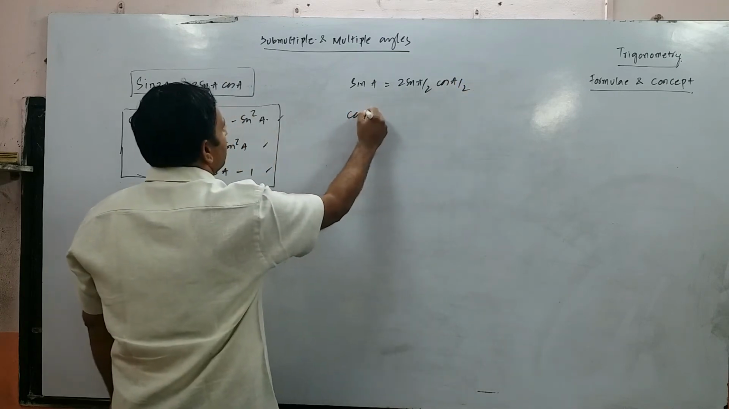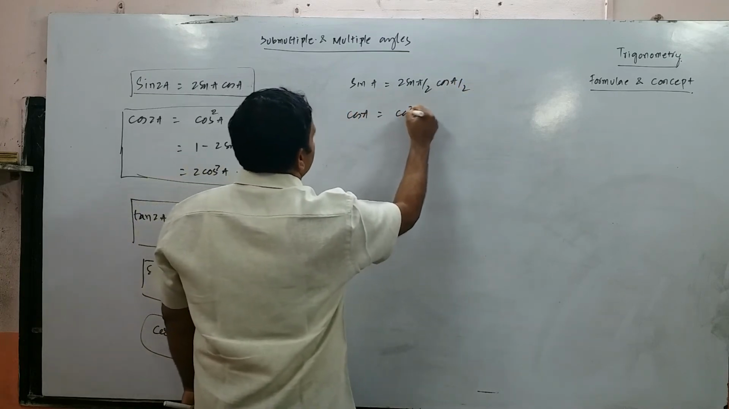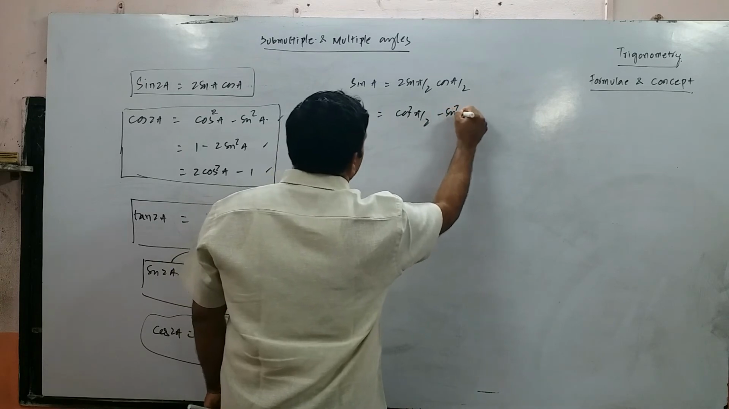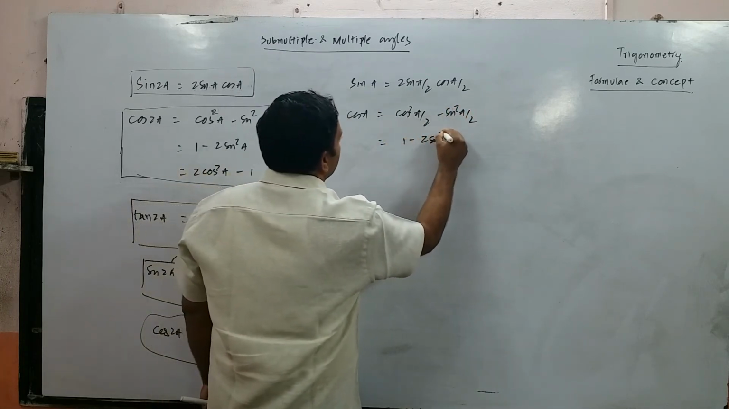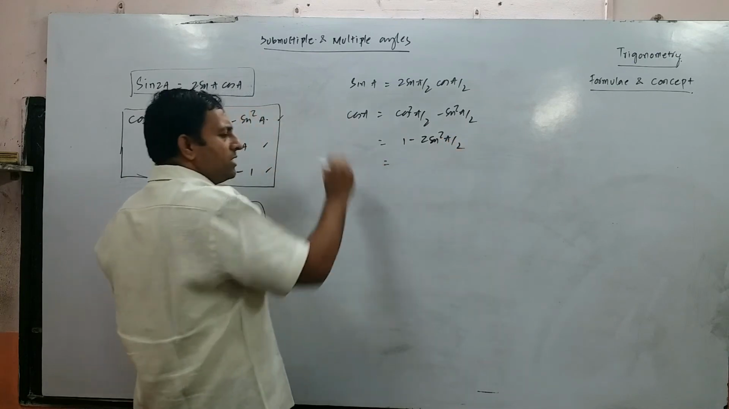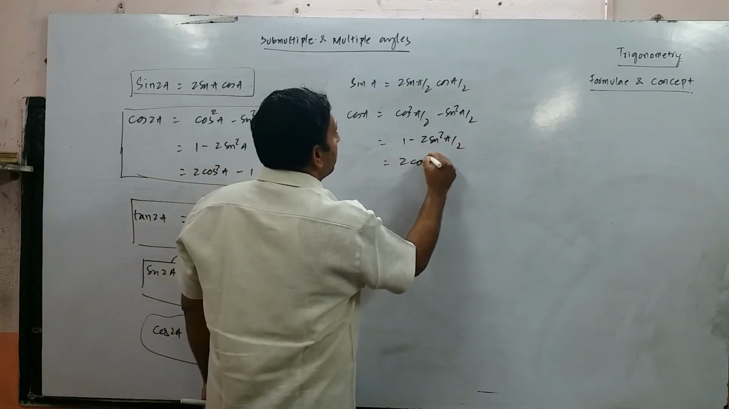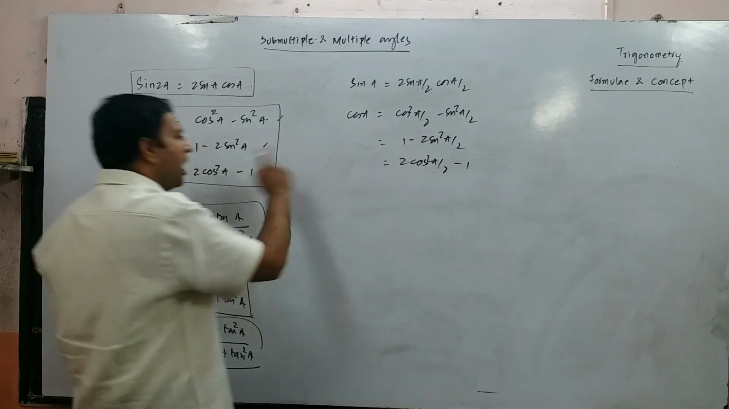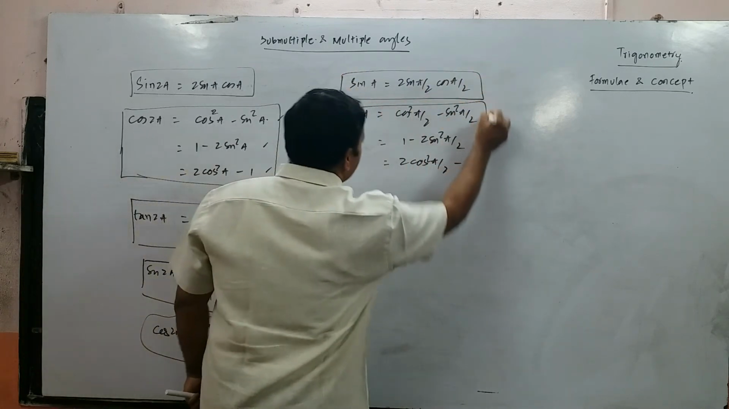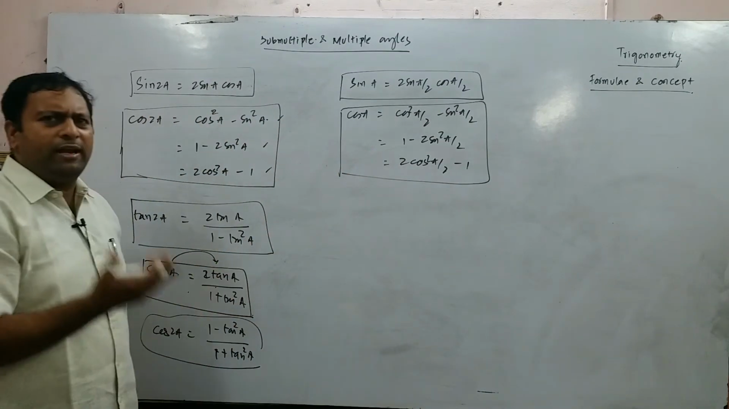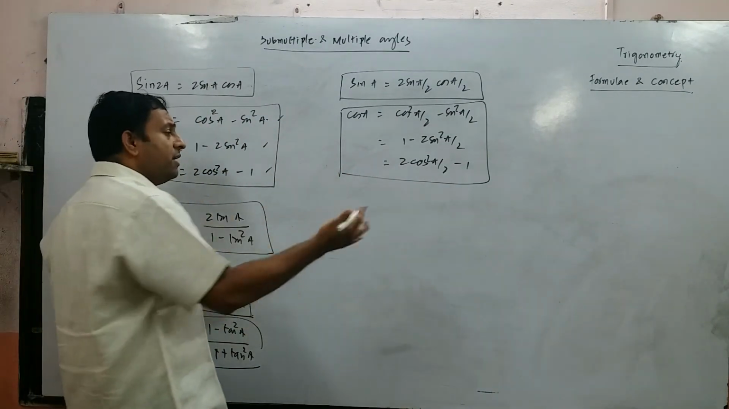If I write cos a, it will be cos square a by 2 minus sin square a by 2. And if I ask you what is cos a in terms of sin, it is 1 minus 2 sin square a by 2. What is cos a in terms of cos? It is 2 cos square a by 2 minus 1. Please write the logic behind writing this formula. And why am I writing it? Because you use these formulas very frequently while doing problems related to trigonometry.